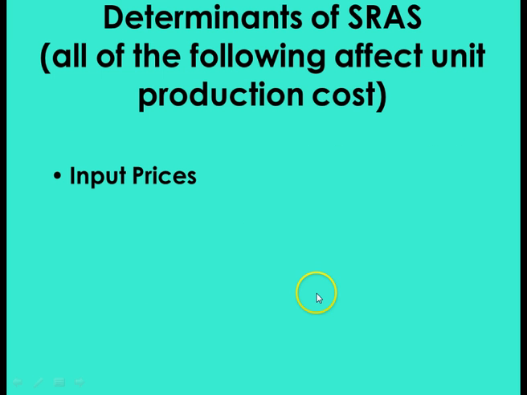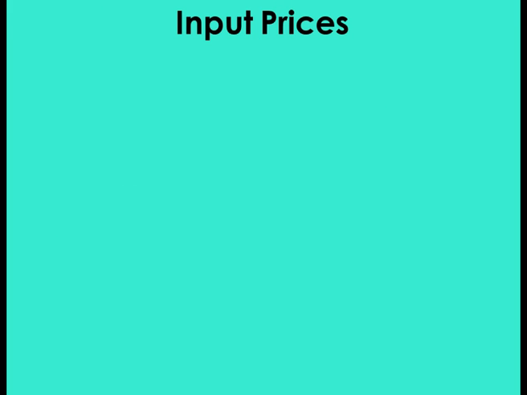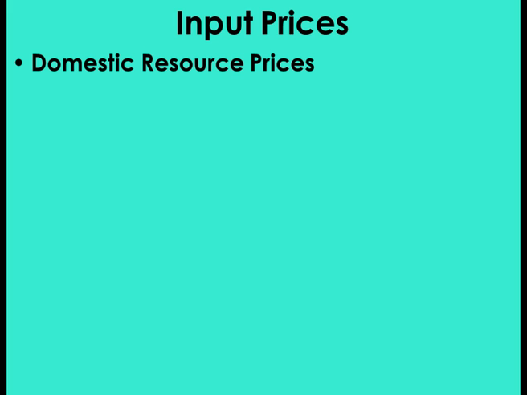So determinants of short-run aggregate supply affect the unit production cost, which is why the key to understanding short-run aggregate supply relates to the unit production cost. So you have input prices, productivity, and the legal institutional environment, which is a very fancy way of saying, does the government make it easier or harder, more expensive or less expensive for firms to produce? Input prices. So you have domestic resource prices.